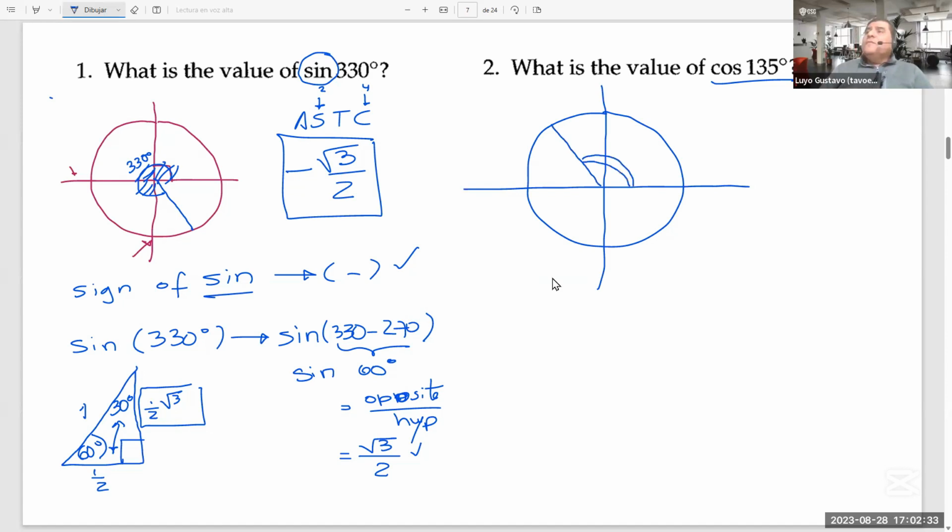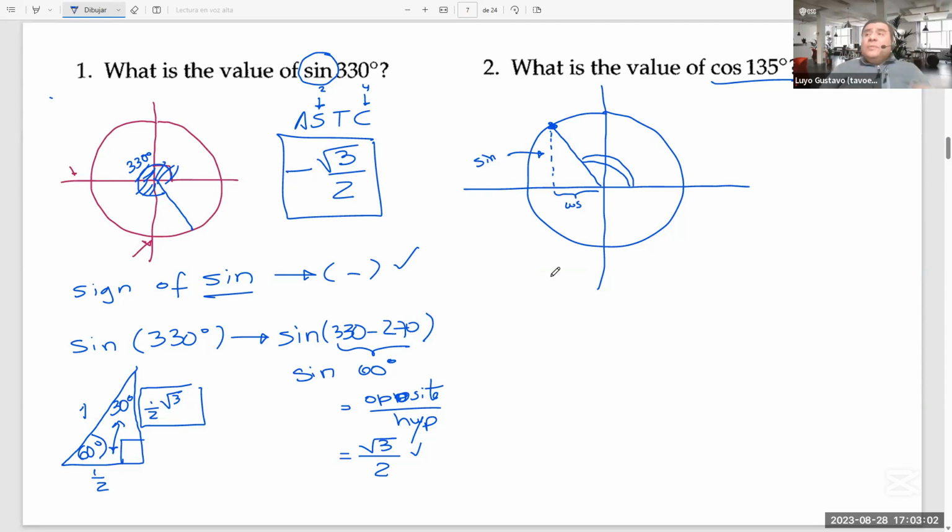This is an angle of 135 degrees. So this is in which quadrant? Of course, it's the second quadrant, right? So because of this, here is the cosine, and this here is the sine. So you see the sine is positive, but the cosine is negative.